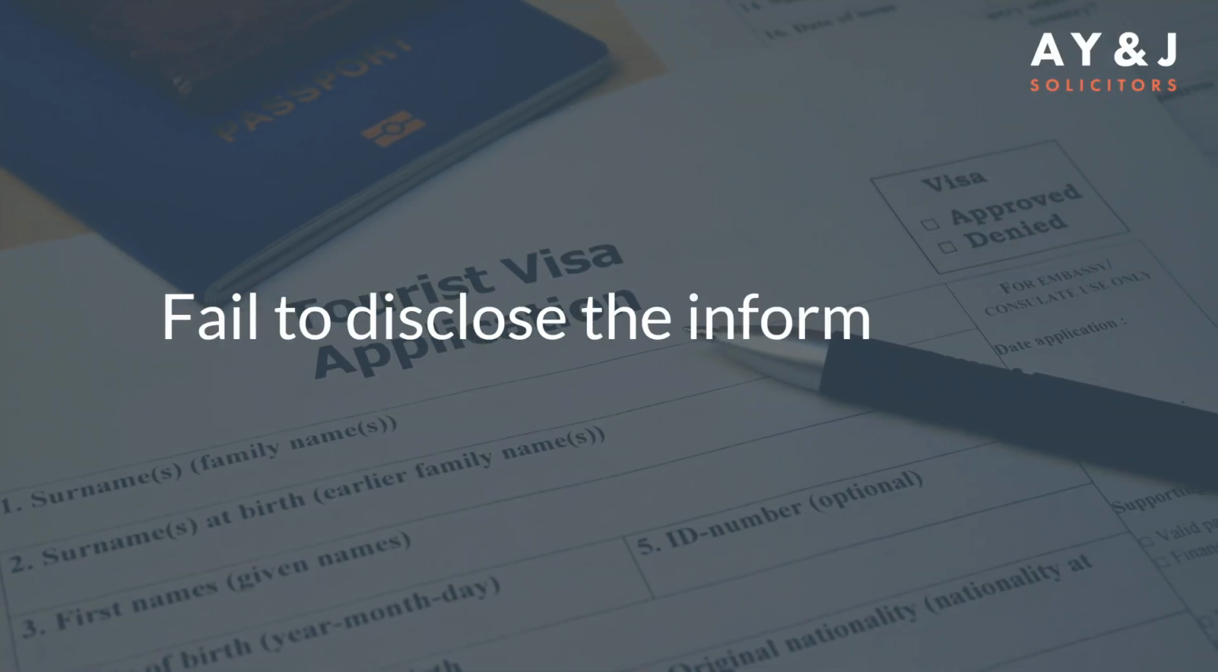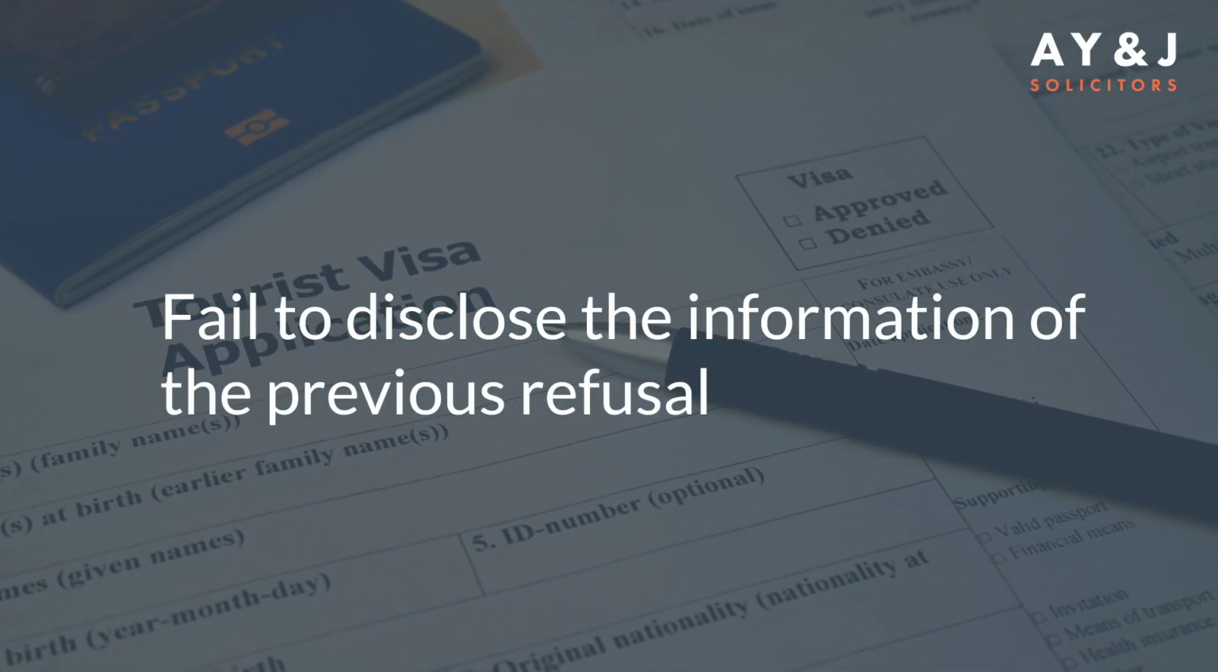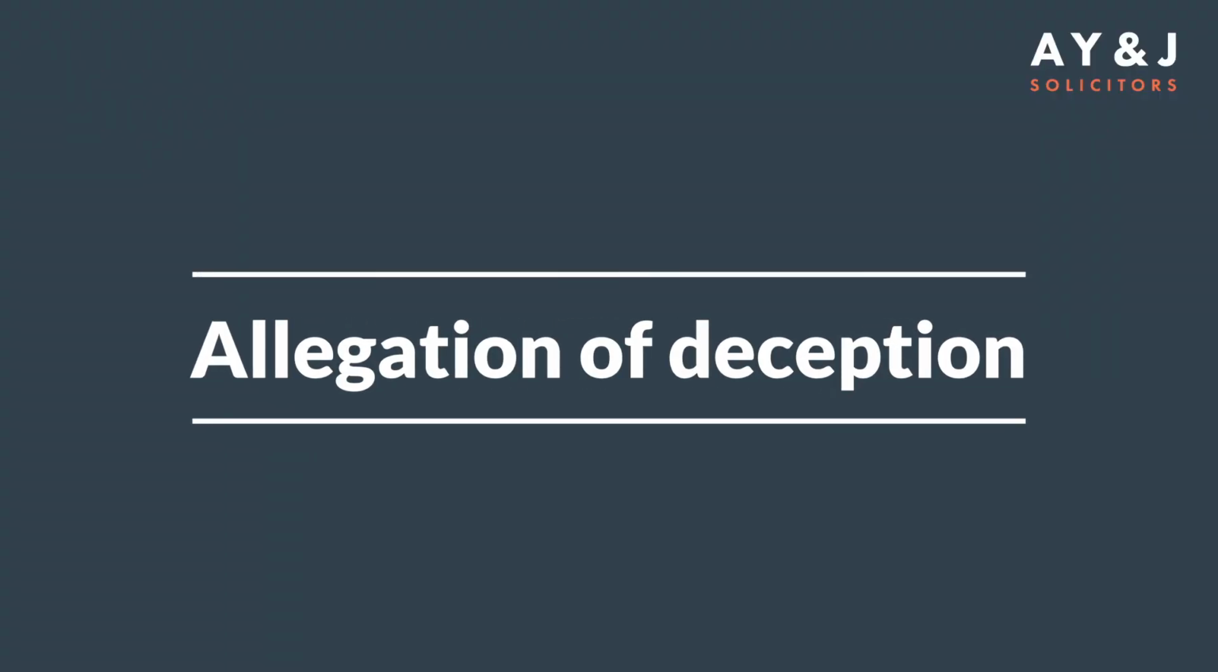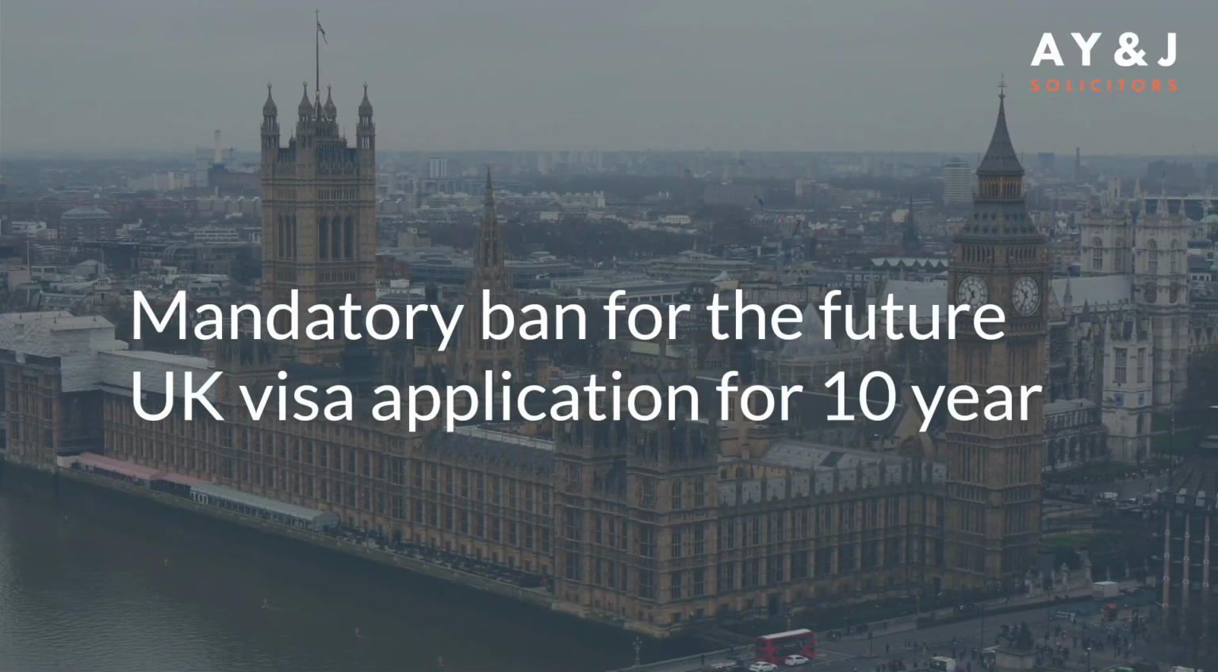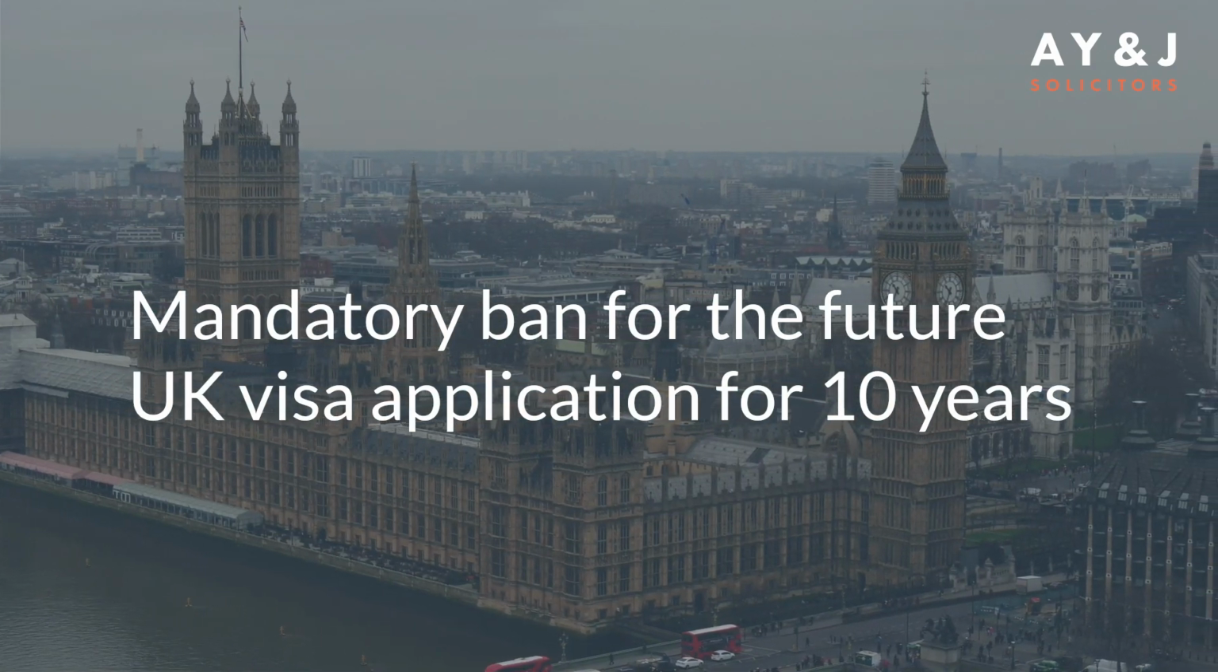If you disclose this information, then it might not attract refusal straight away. But if you do not, and if the Home Office was to find that you failed to disclose the information of previous refusal, they will refuse your application with an allegation of deception. Now that is very dangerous, because when you are alleged of deception, you might even attract a mandatory ban for future UK visa applications, a 5-10 year ban. Automatic reason of refusal, straight.